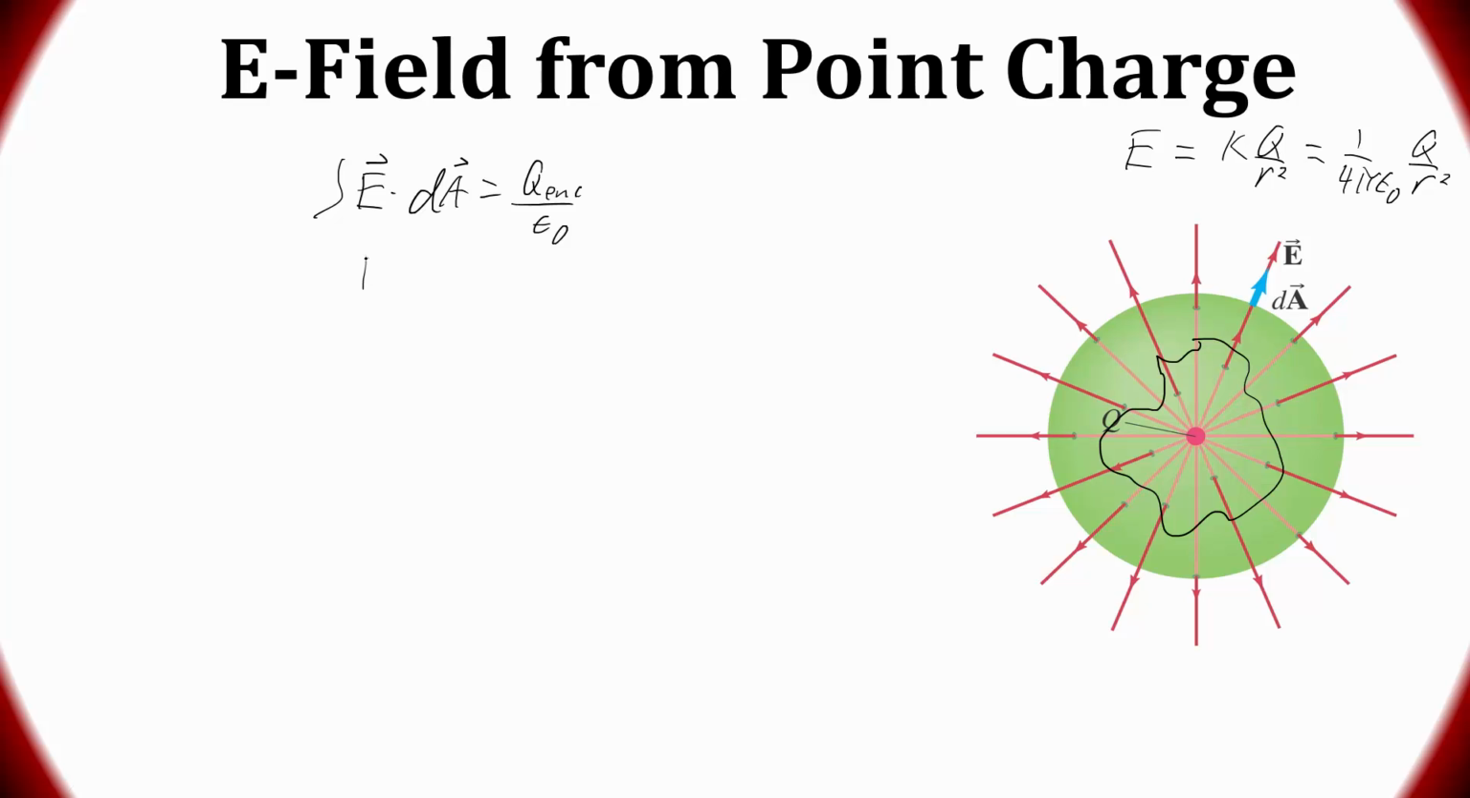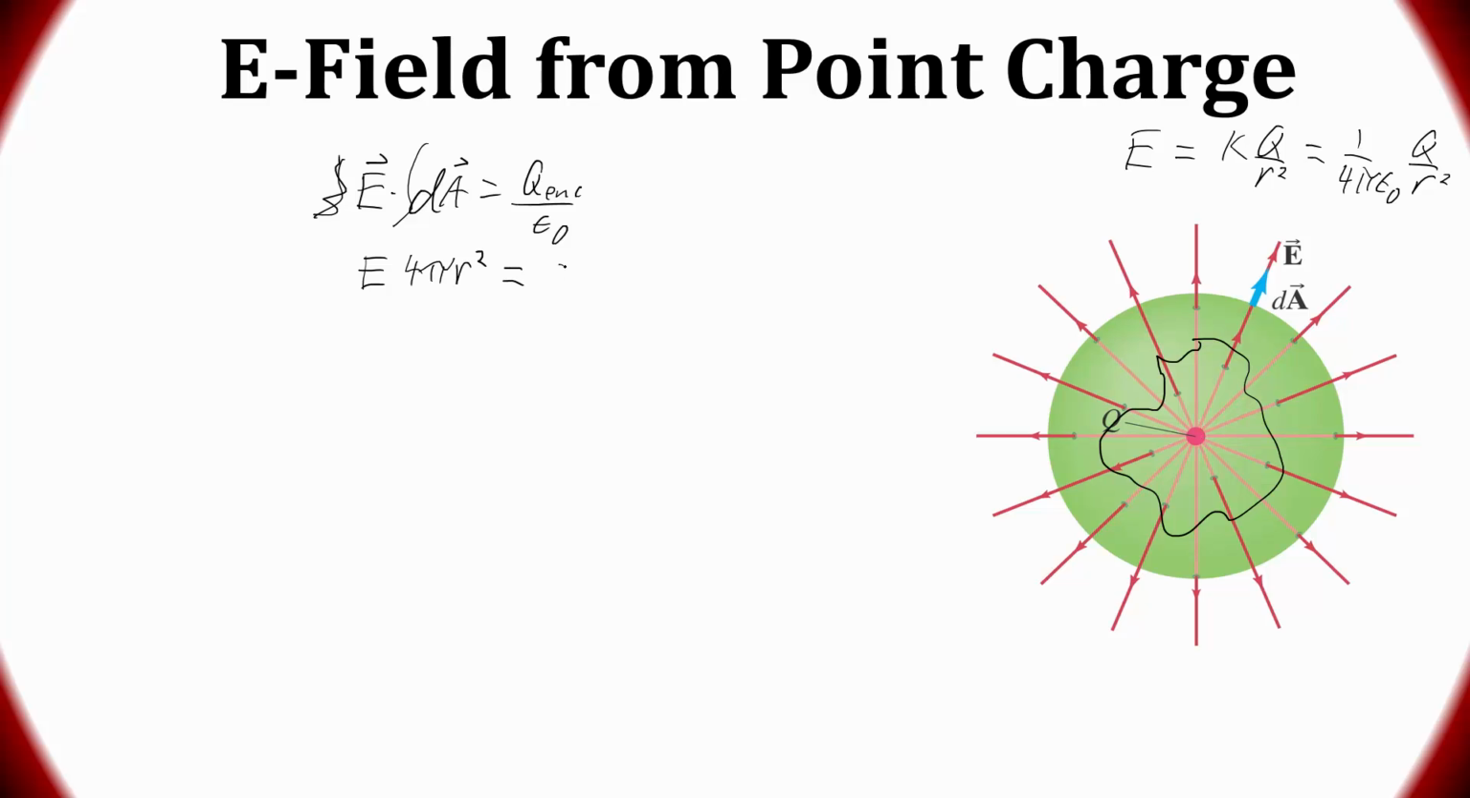The electric field is constant at that location, so I can just pull out E. Then it's just the integral of dA, right? And the integral of dA is just going to give me the surface area of a sphere, which is 4 pi r squared. I can set that equal to the enclosed charge.